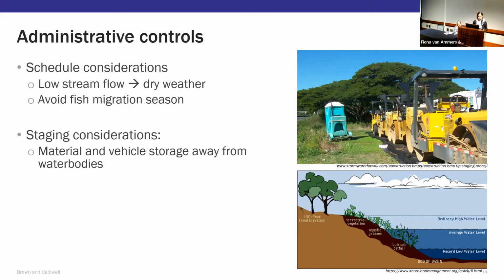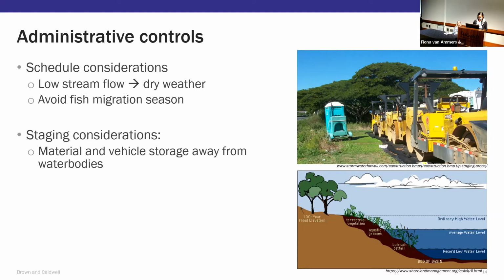Some staging considerations are generally to keep your construction vehicles, your equipment, and stockpiling away from water bodies to avoid rainwater washing pollutants and sediment into the streams. Some considerations for this is to make sure that your staging is above the high stream mark. For streams, that would be the ordinary high water mark, or for tidal influence waters, it would be, I believe, the mean high water mark.